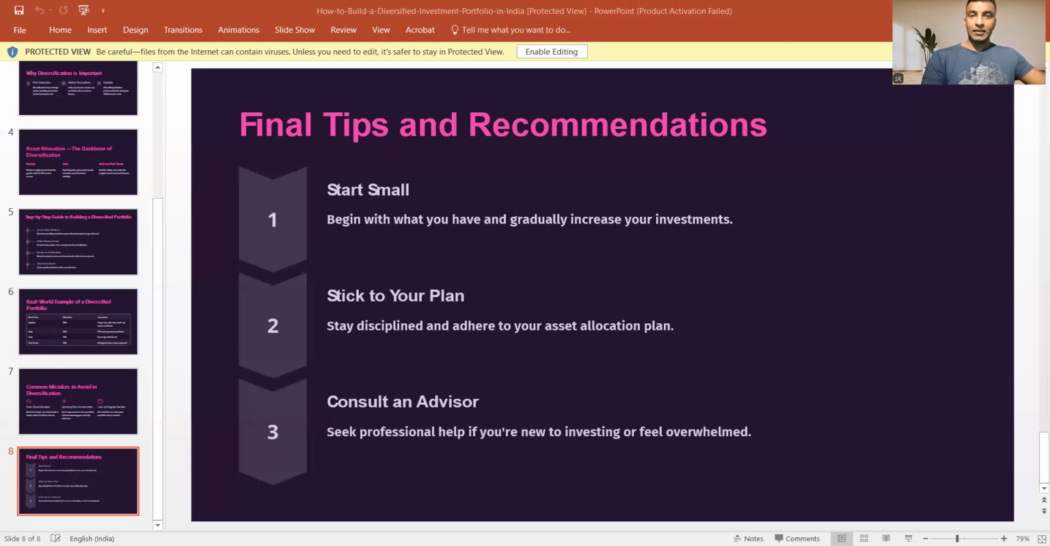Stick to your plans. See, it's easy to get swayed by market news and trends. Stay disciplined and stick to your asset allocation plan. That's why I've given you the plan. If you follow this, then what's the problem? We have taken care of market ups and downs and everything, right? And always consult your financial advisor. Okay, so if you are new to investing or feel overwhelmed, consult a financial advisor who can help you tailor your portfolio based on your needs. Always try to get expert advice and support.